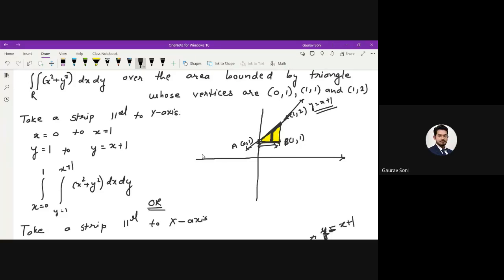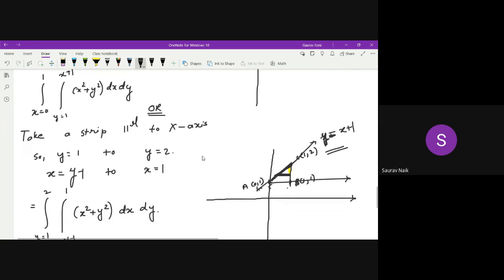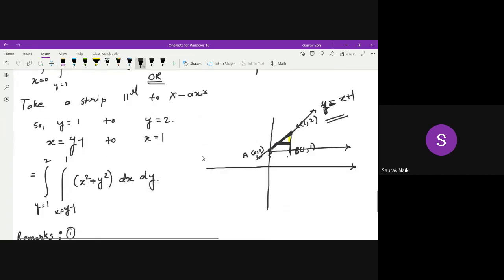No question at all. Sir, can you tell how x came, means x is equal to y minus 1 to x is equal to 1? It is from this line to the vertical line. On this line, the equation is y is equal to x plus 1. So the value of x will be y minus 1. Then x is equal to 1. This is the vertical line. For the vertical line, the value of x is 1.